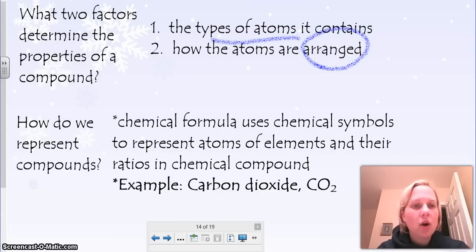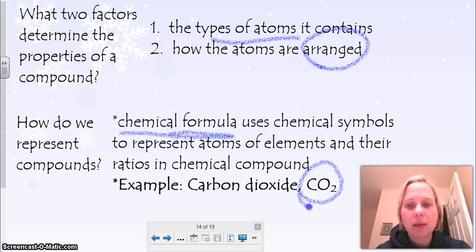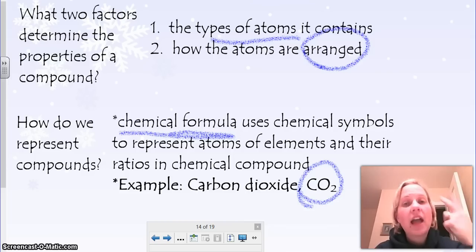Okay. When I represent a compound, I use something called a chemical formula, and this is a chemical formula. So CO2 is a chemical formula. This is why you guys need to memorize your elements. You're familiar with H2O. Okay. Those are chemical formulas, and it's giving me what the chemical or what the atom is and the ratio of that atom.